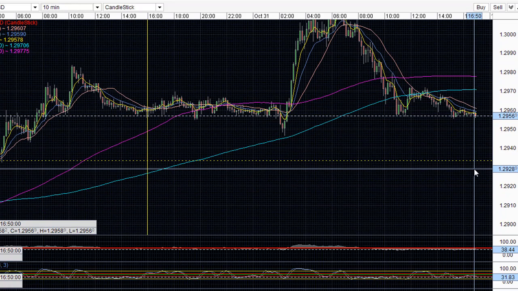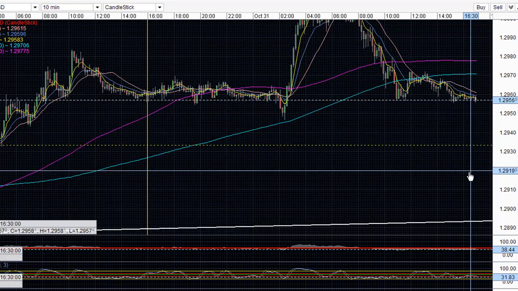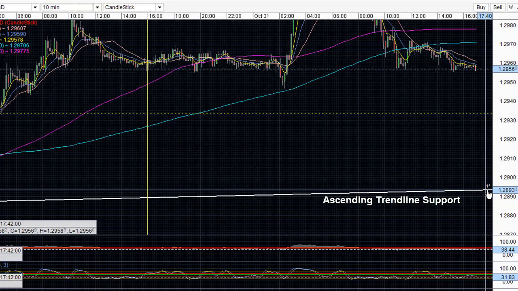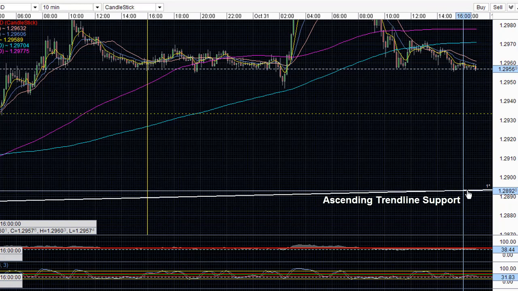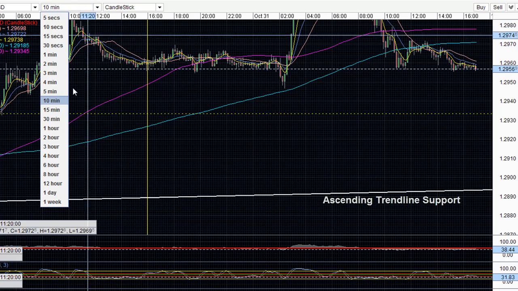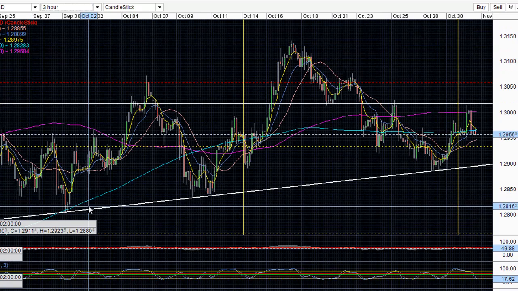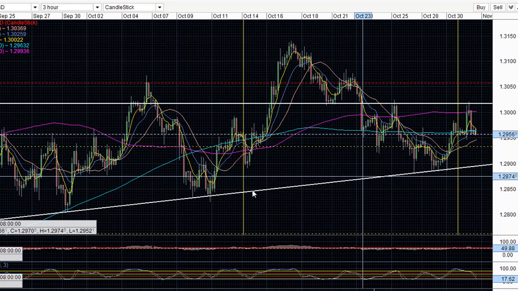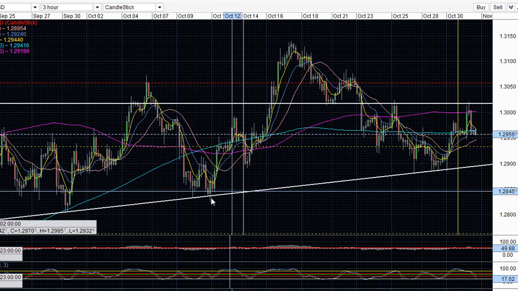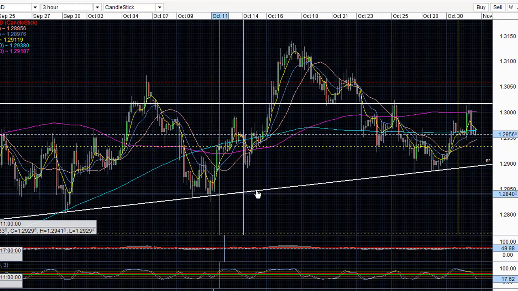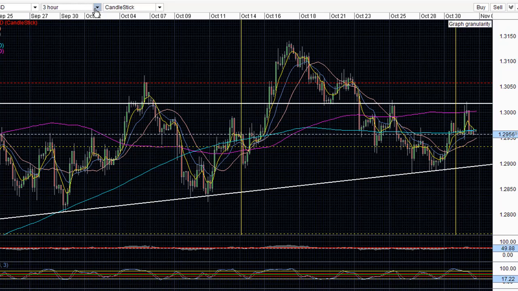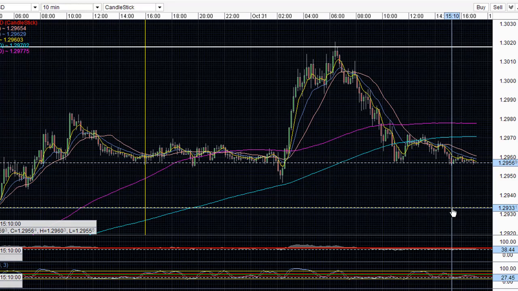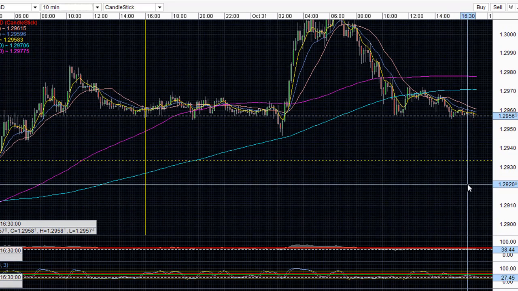So if price tests this 29.33 level and breaks below it, then we can expect some stops to be triggered and momentum to push price all the way towards this ascending trend line support at 28.94. If I go to the 3-hour chart, you can see that this ascending trend line was formed from 3 consecutive lows, one towards the end of September and 2 in October. So this is what formed our ascending trend line support, which we could expect to be the next support level if price were to break below our 61.8% Fibonacci retracement level.